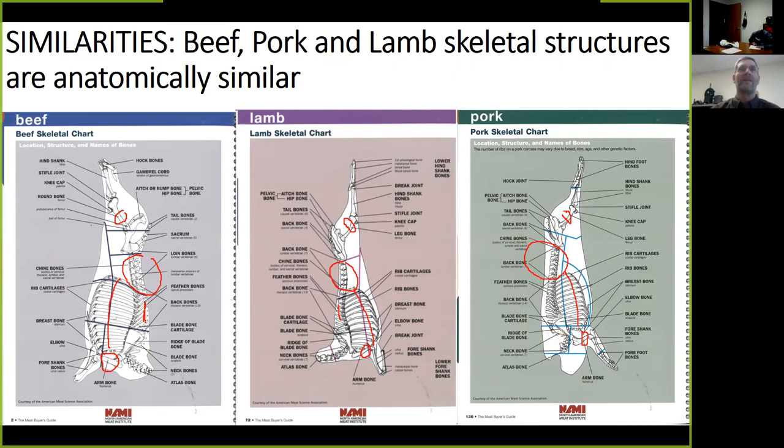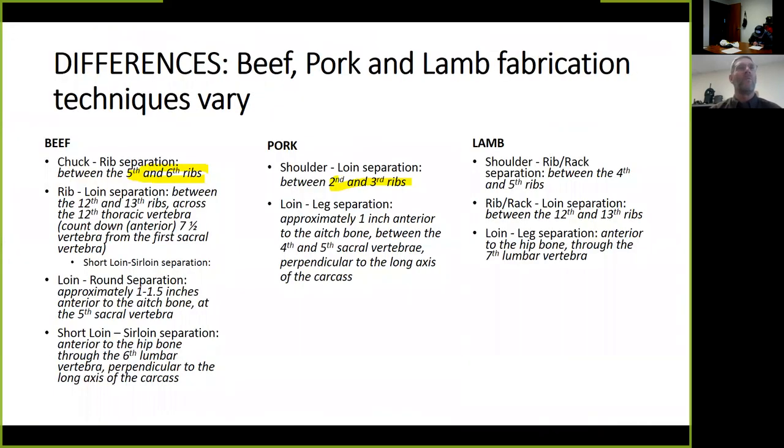And then if we go to lamb, we're going to change it even a little bit more. The shoulder rib rack separation, sometimes called the rib, sometimes called the rack, more commonly called the rack, is between the 4th and 5th ribs. So that's different from beef, because beef is the 5th and 6th ribs, and lamb is the 4th and 5th ribs, and pork is the 2nd and 3rd ribs.